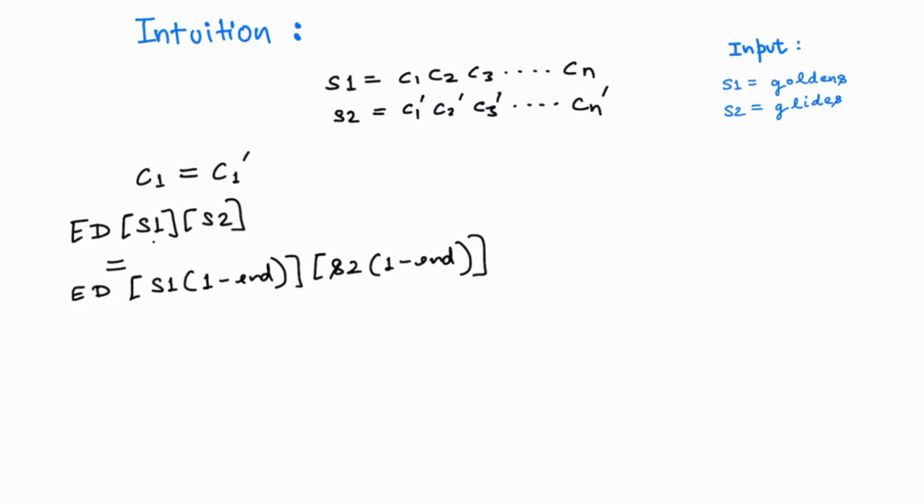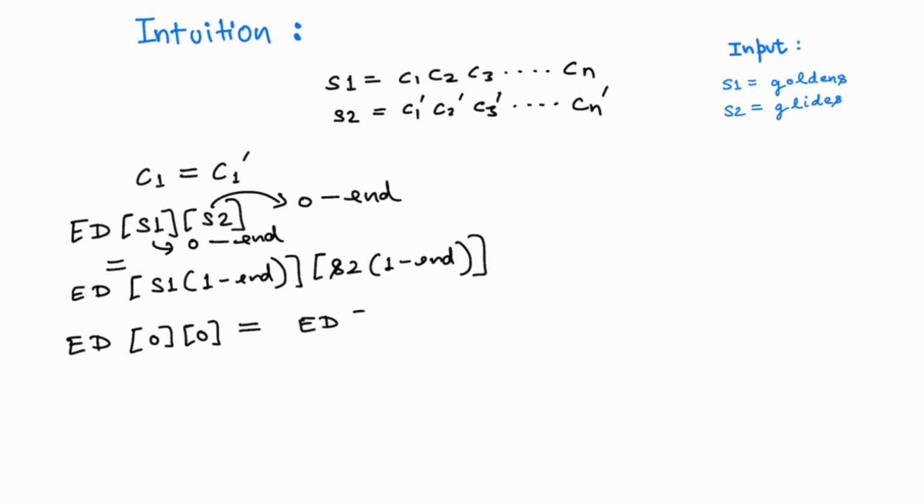Now this S1 is also basically the string 1 going from 0 till the end, and this is also going from 0 till the end. So, to simplify this equation, let me get rid of the end parts because it's clear in itself. So I can say ED of 0 0 is equal to ED of 1 1.